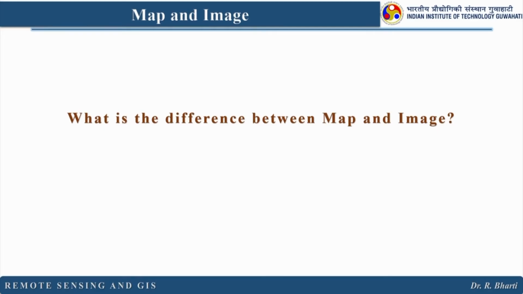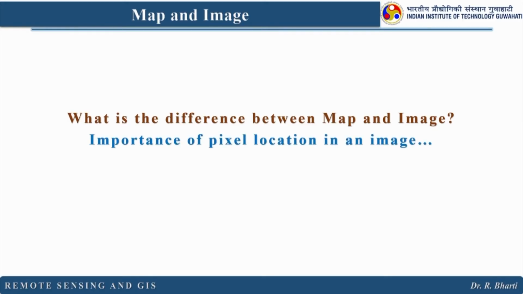So this is the second lecture on error identification and correction, and in this lecture we will see more about geometric correction and the geometric error, right. So what do you understand by a map or an image? We need to understand that very carefully before we start on geometric error, right. And what is the importance of pixel location in an image?